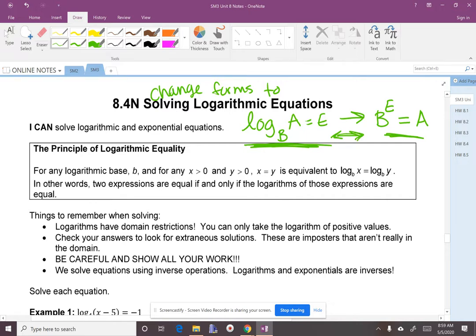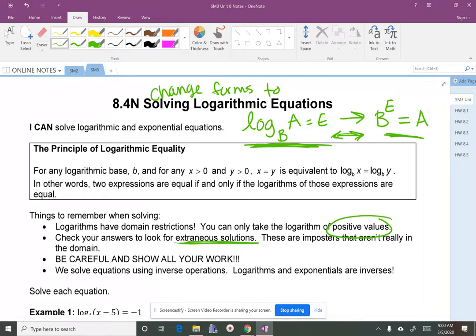Things to remember when solving: logarithms have domain restrictions. You can only take the log of positive values. So you're going to have to check your answers and make sure they fit in the domain. When we get to that, I will show you in the examples. If you have answers that don't fit in the domain, they are called extraneous solutions. These are imposters that aren't really in the domain.